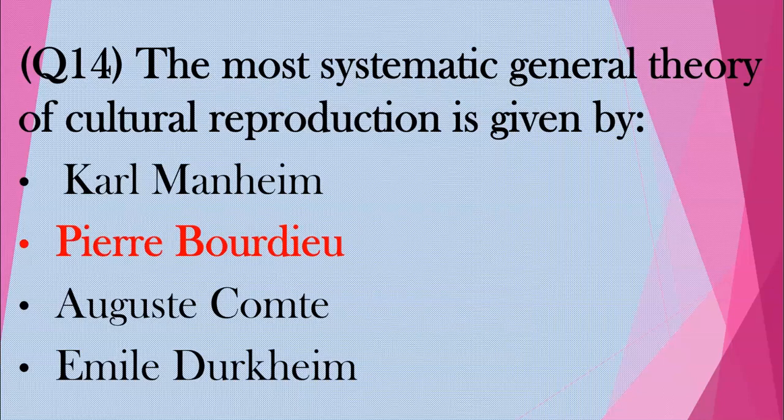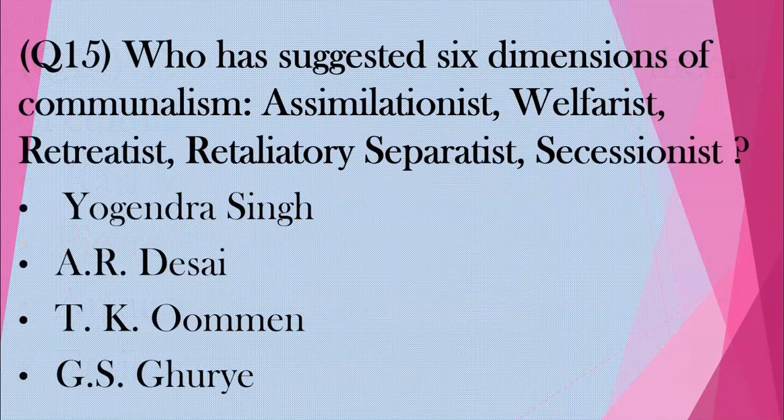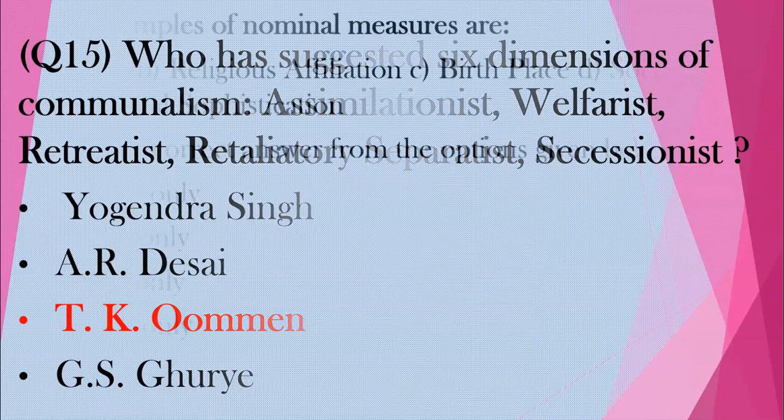Question number 15. Who has suggested 6 dimensions of communalism? Assimilationist, Welfarist, Retreatist, Retaliatory, Separatist, Secessionist. The answer is T.K. Oommen. This is a very famous question as well, so it was pretty easy. This is a question from the research methodology portion.